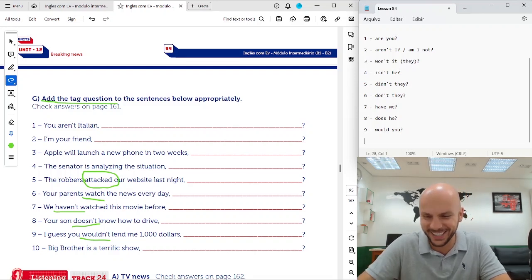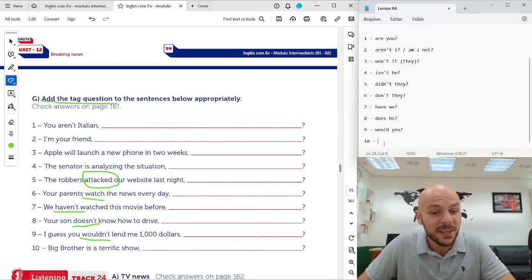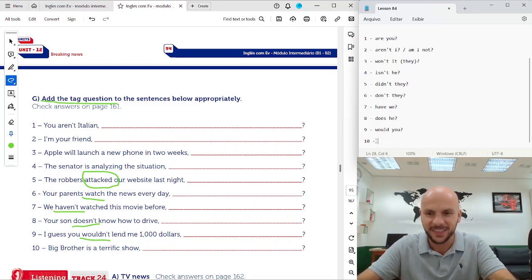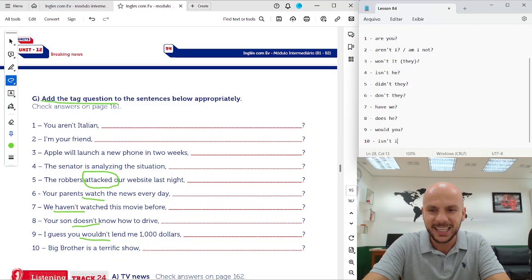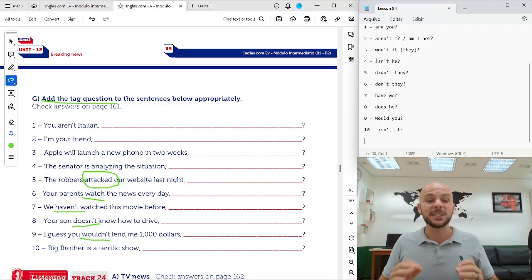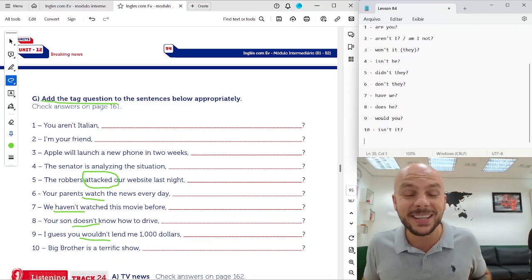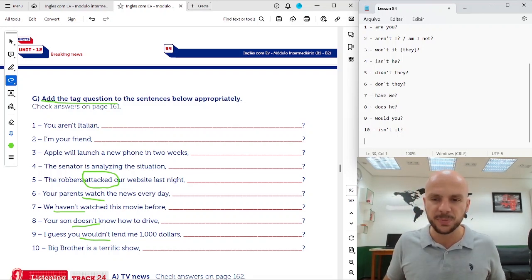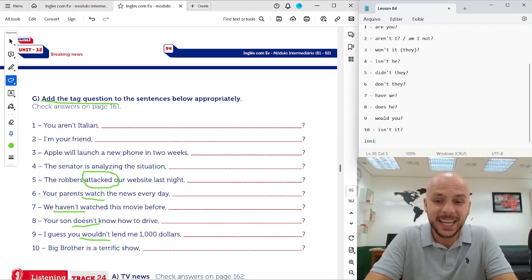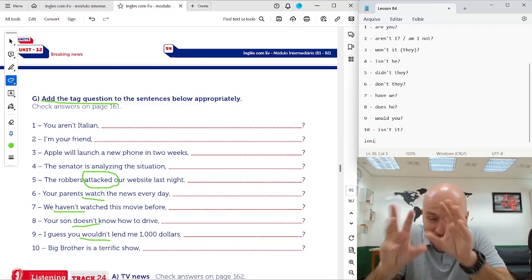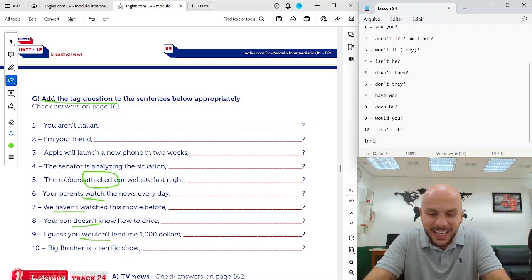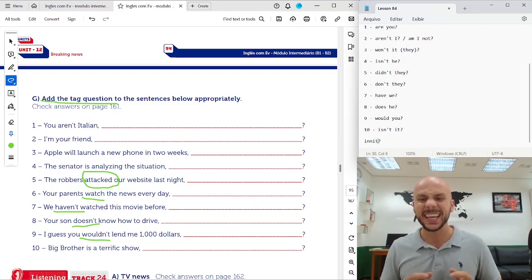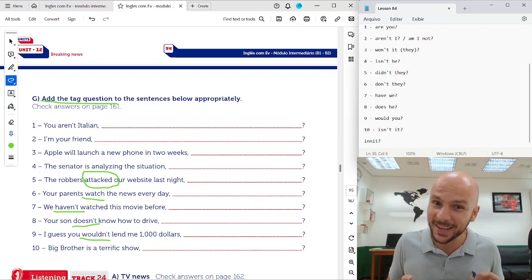And number ten, Big Brother is a terrific show. Terrific? Amazing, huh? Isn't it? Parentheses. British people use these tag questions all the time. But they don't say "isn't it". They say "innit". Sometimes they say "innit", okay? British people asking, né? Innit, okay? Very common in England, very common.